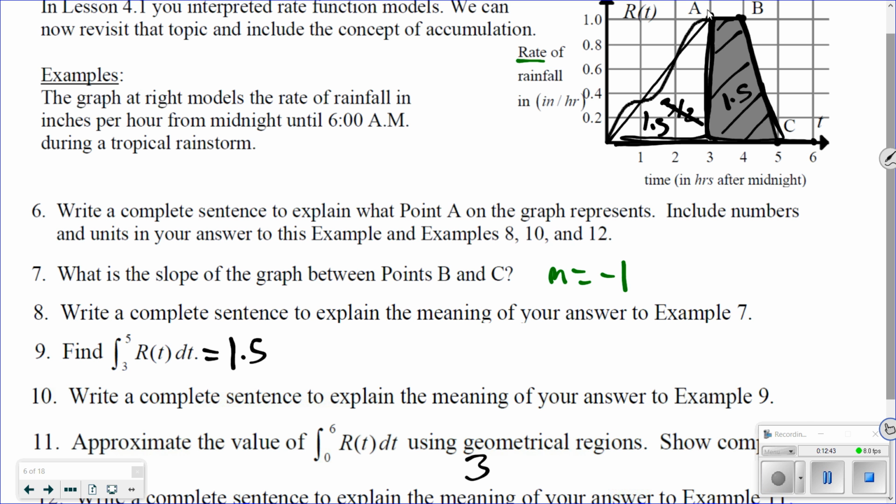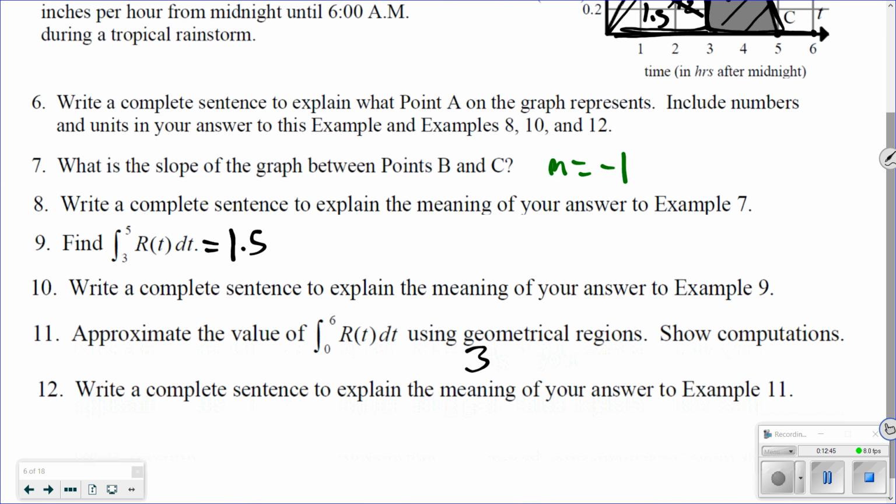Okay, go down to the next part. Write a complete sentence explaining the meaning of your answer to example 11. I want you to pause this one. I want you to write what that answer represents. Write a sentence and then come back and we'll talk about it together.